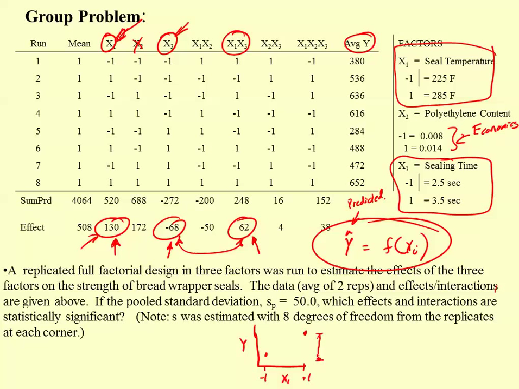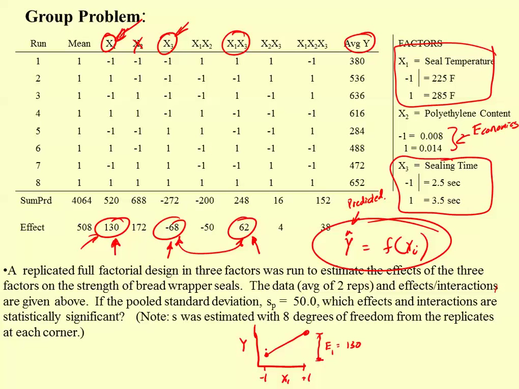How much did y change when X1 went from -1 to +1? 130. Right? And right now, the best we can do is just draw a line through there. We're looking at linear models. Okay, does that make sense?